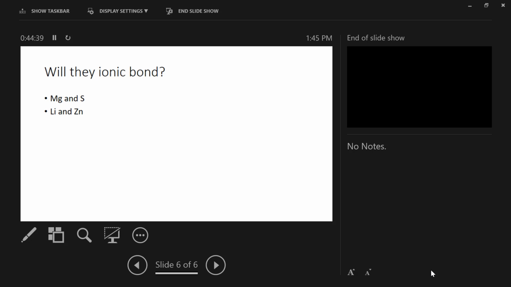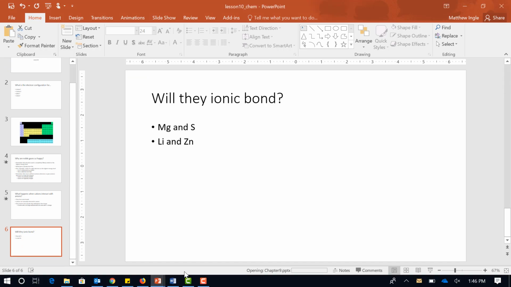Will zinc and lithium ionic bond? No, they're both positively charged. So the answer to this is no. And what you'll find when you look over your homework is these 2 examples are actually given to you as 2 of the problems in the homework. You're welcome.